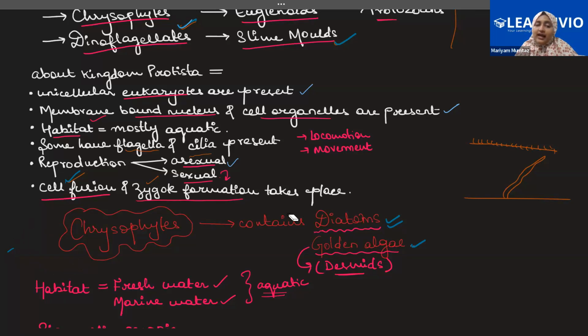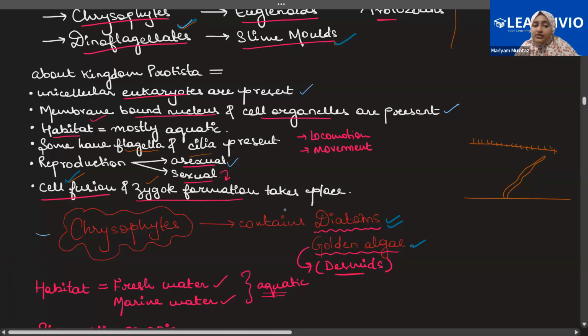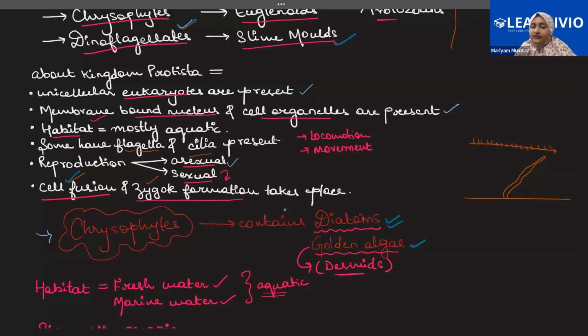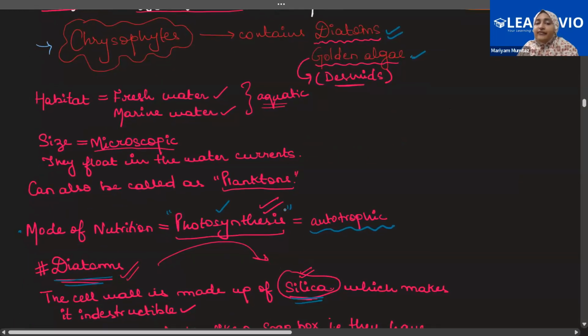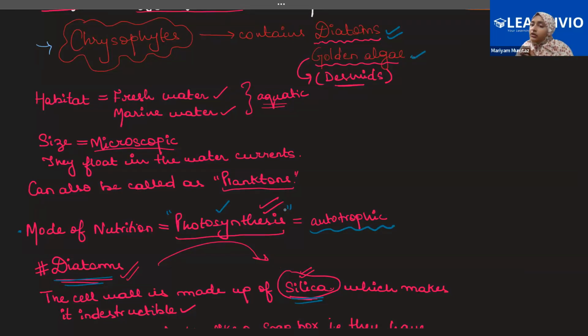To start with, we have the chrysophytes, which is the first group that comes under the kingdom Protista. The chrysophytes contain diatoms and golden algae. The other name for golden algae is desmids. So diatoms and desmids are present in the chrysophytes. Talking about their habitat, they are freshwater and marine water both. They are found in the salt containing water, that is marine, and also in water bodies that do not contain any salt.